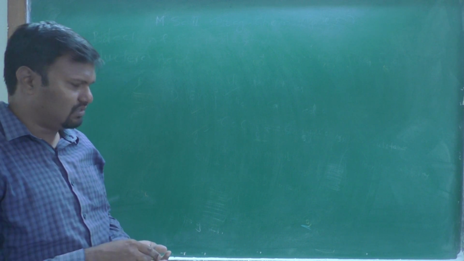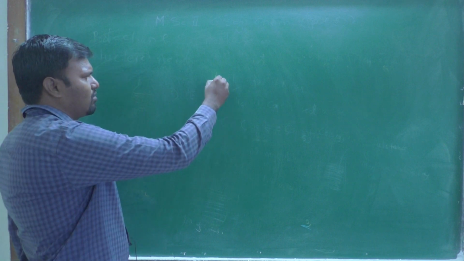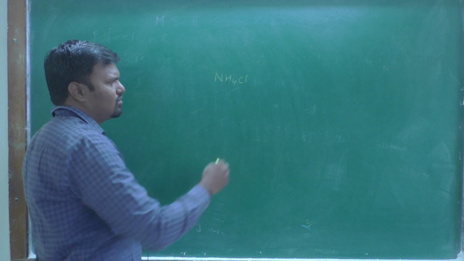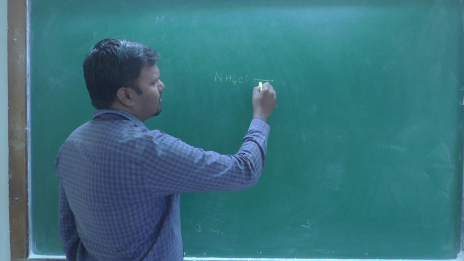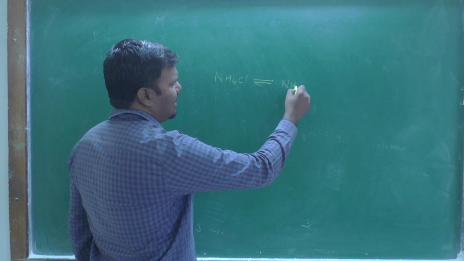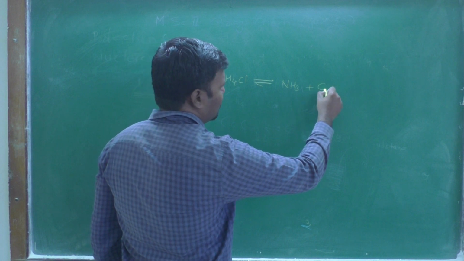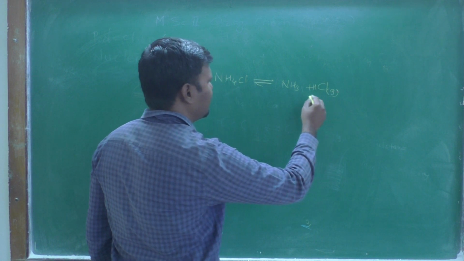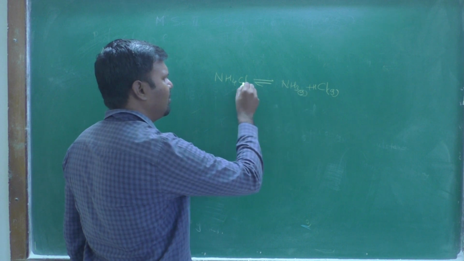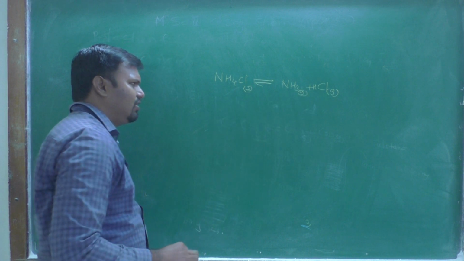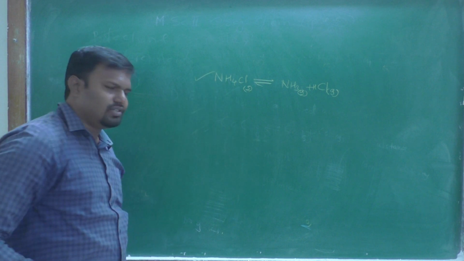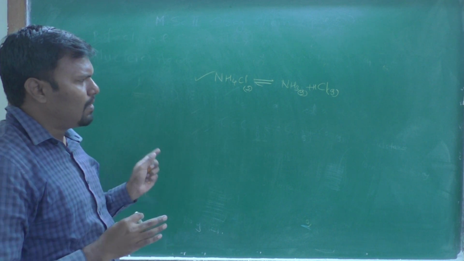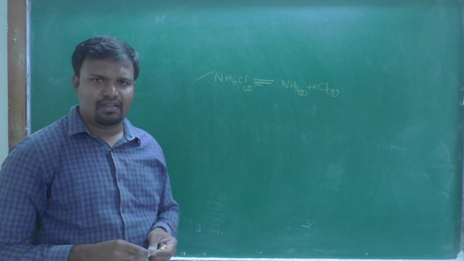The first example is NH4Cl. When it decomposes, it gives NH3, that is ammonia, plus HCl gas. The HCl is in gas form, the ammonia is in gas form, and the NH4Cl is in solid form. Find out how many phases are present in this particular equilibrium.